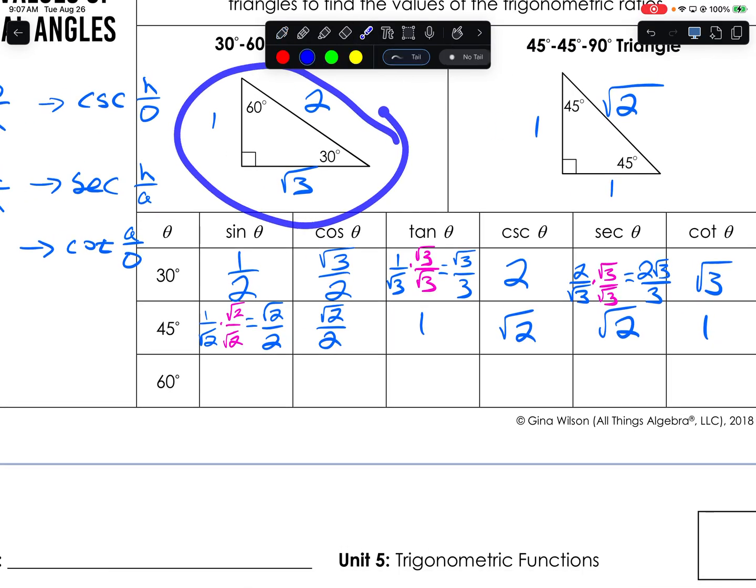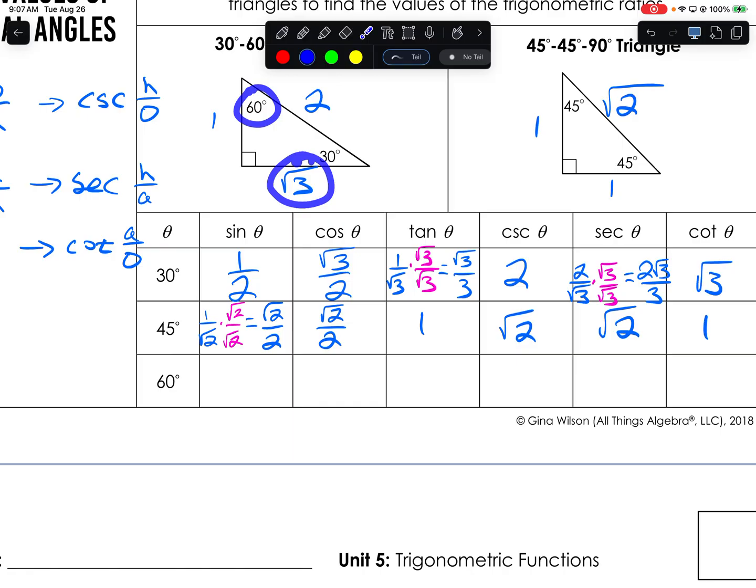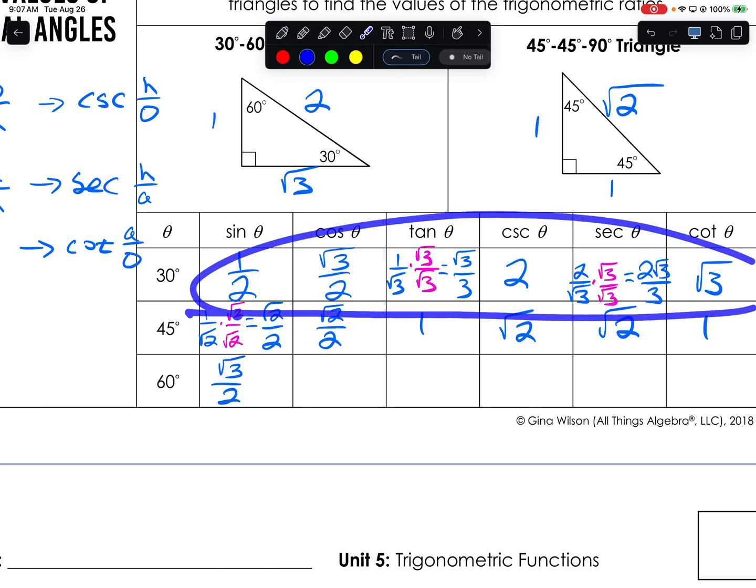We're looking at the 60 degree angle over here. So I start at the 60. Opposite over hypotenuse. So sine is what? Root 3 over 2. Now I'm not going to rationalize here, because I've got all the rationalization stuff up here. So I'm just going to look for those so I don't have to do that same process again, because we try to be smarter.